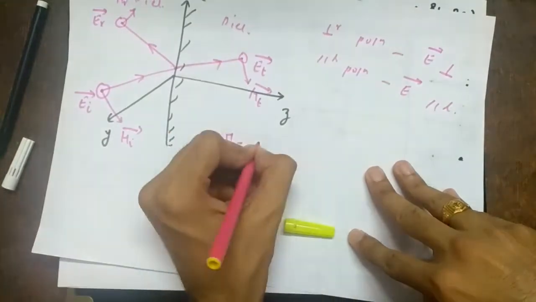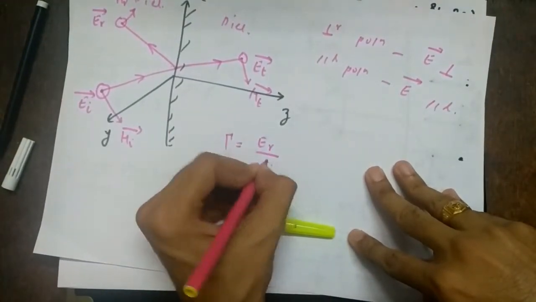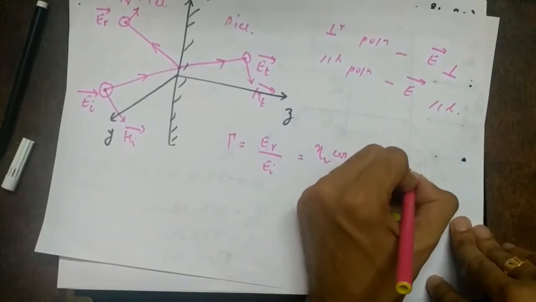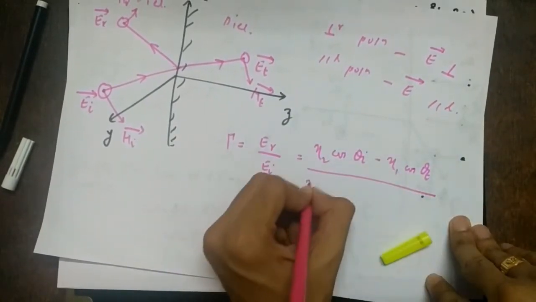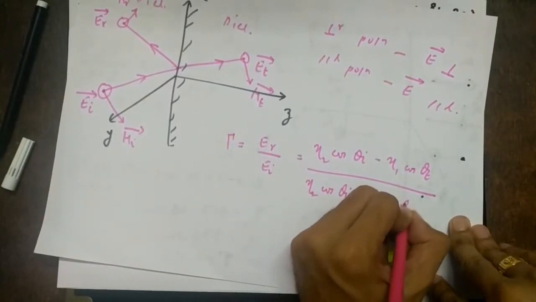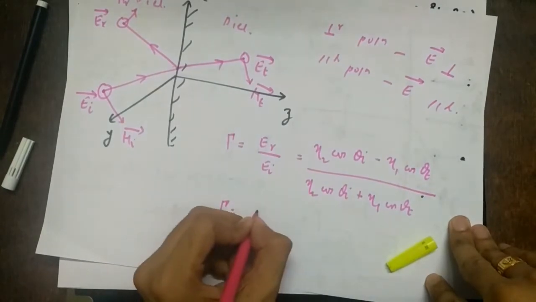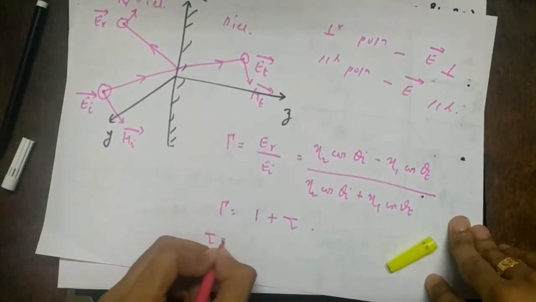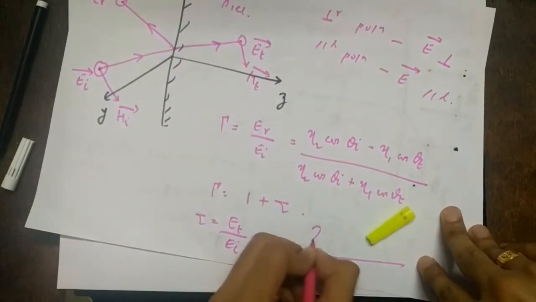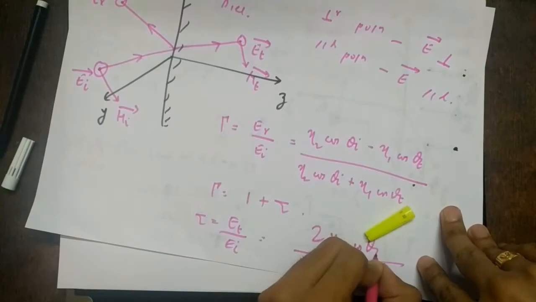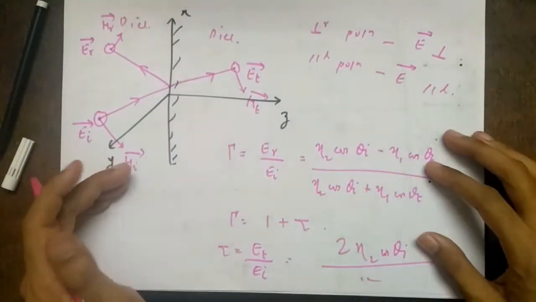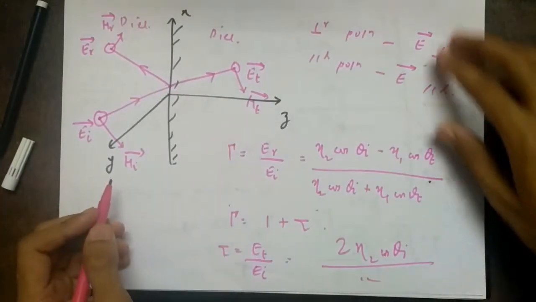Then we used the reflection coefficient gamma, which is ER upon EI. We proved that it is eta 2 cos theta I minus eta 1 cos theta t, upon eta 2 cos theta I plus eta 1 cos theta t. And then we proved gamma is 1 plus tau, where tau is ET upon EI, with the same denominator and numerator 2 eta 2 cos theta I. Similarly, we did the same procedure for parallel polarization, and we got the gamma and tau relations.